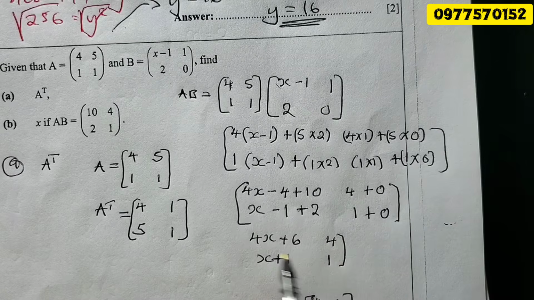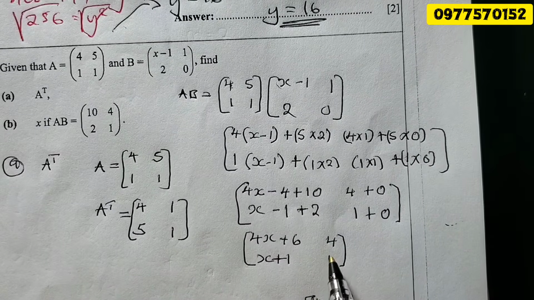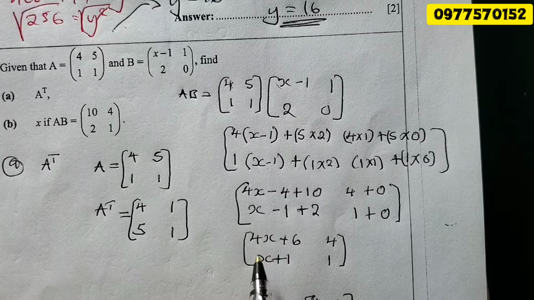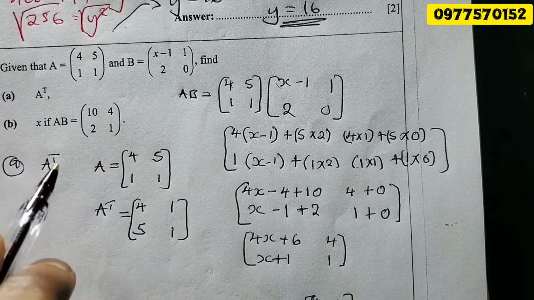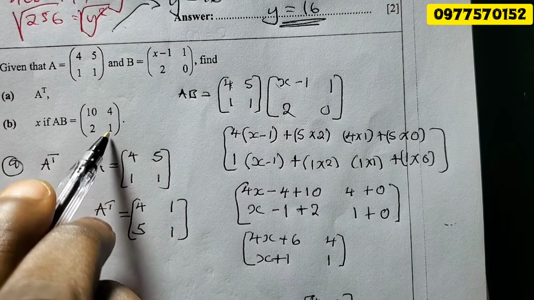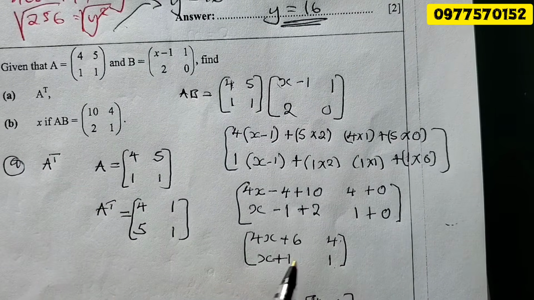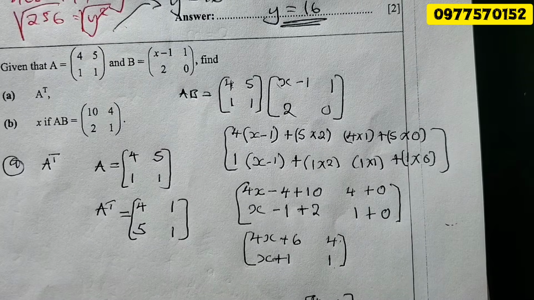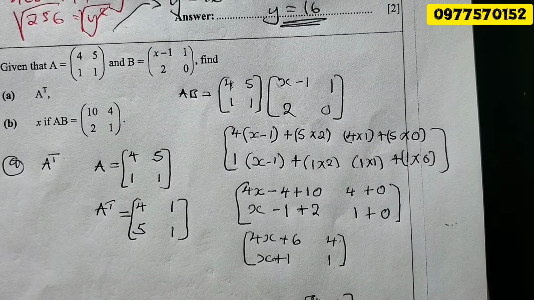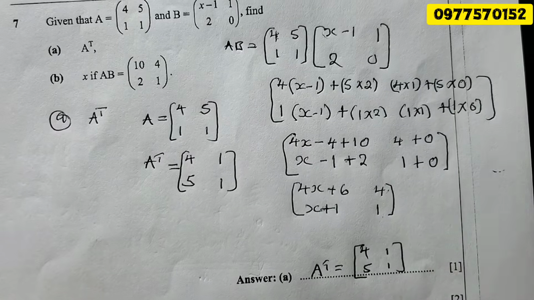So this is supposed to be the final answer, but because it has variables, they have given us that the final answer is this one. You see the final answer has 4, 1. Even here we found 4, 1. Now we want to find the value of x. It is very simple. So this is what we're going to do. Check.